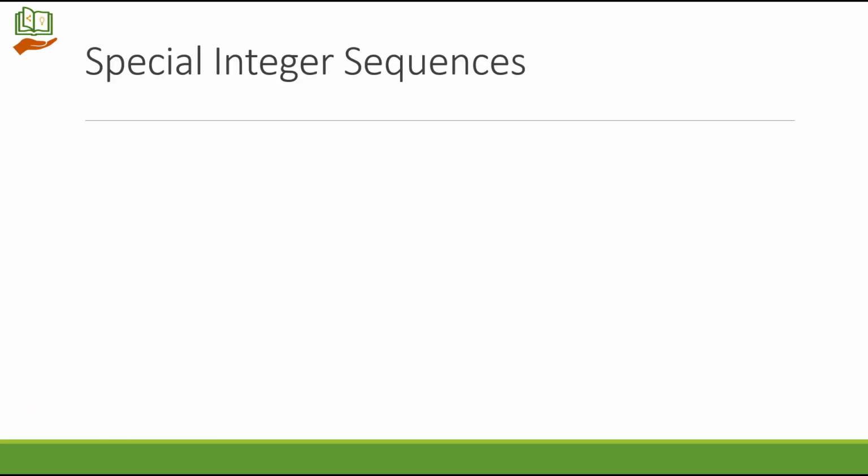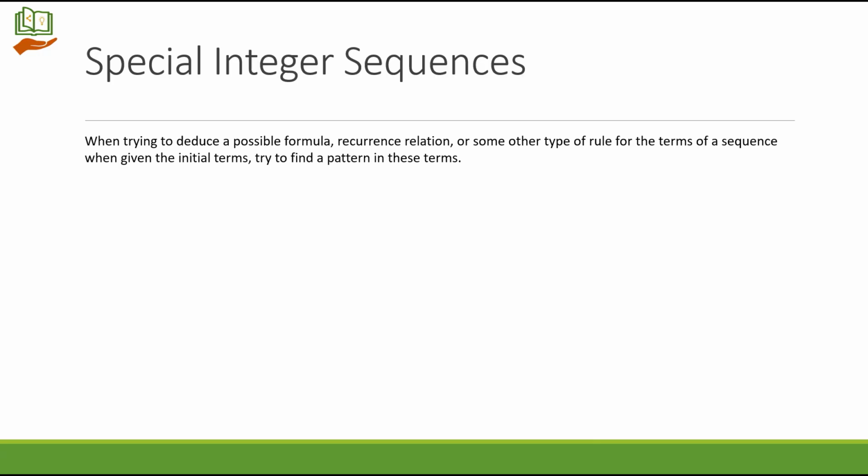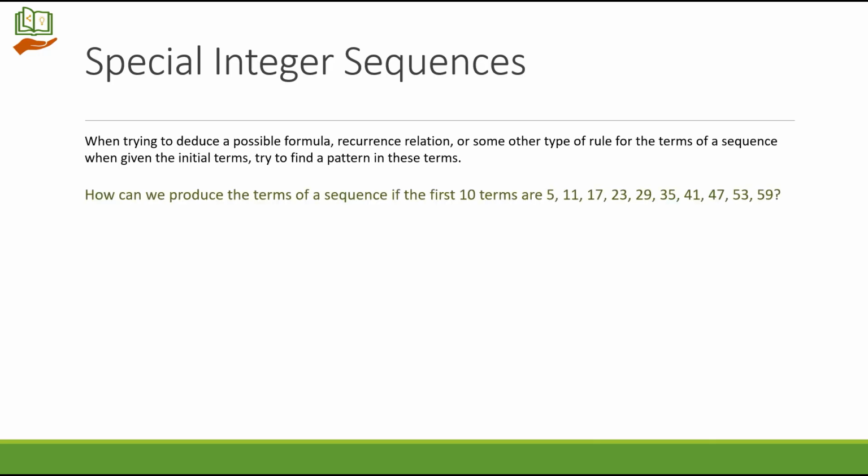Now we will learn about some special integer sequences. When trying to deduce a possible formula, recurrence relation or some other type of rule for the terms of a sequence, when given the initial terms, try to find a pattern in these terms. So let's take an example. How can we produce the terms of a sequence if the first 10 terms are 5, 11, 17, 23, 29, 35, 41, 47, 53 and 59? What is the pattern that you can find?